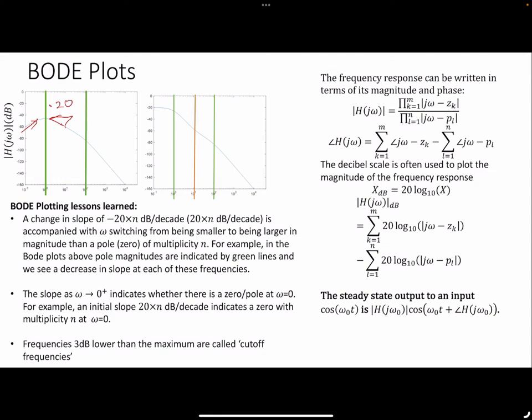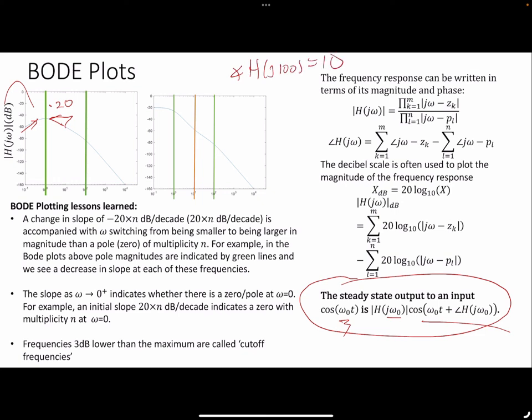So that's basically it. What's next? Also, very important, if you have an input at omega naught, from these plots, you can actually read out what the steady state response will be. So basically, if I told you for this particular plot, although we don't have the angle, let's just assume the angle of H of j100 is 10. And then I told you to find the output whenever the input is cosine 100t plus 30.